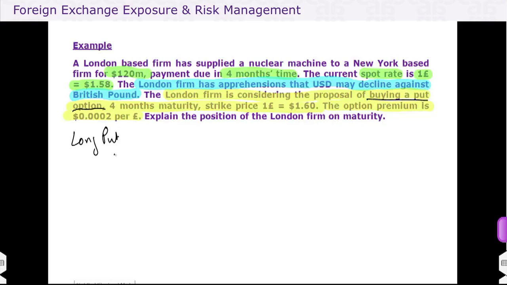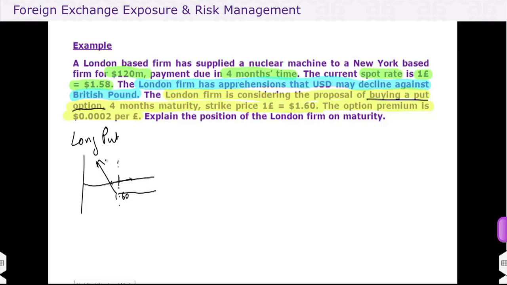Okay, so when we say a long put, we have already said that the strike is 1.60, say a dollar. You are buying a right without obligation to sell. So if something goes wrong, you protect your downside risk. But if your observation goes right, which is that you are apprehending that the USD may decline against the British pound, you end up making profits.